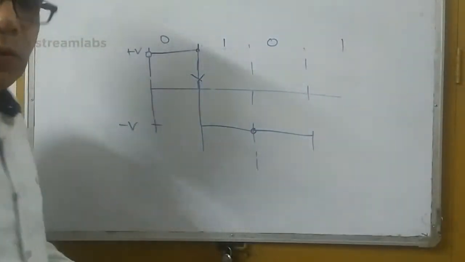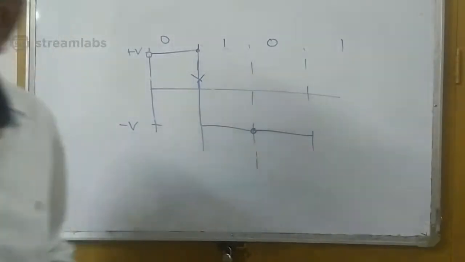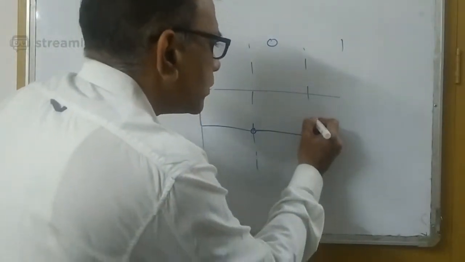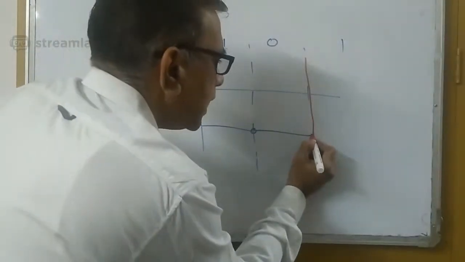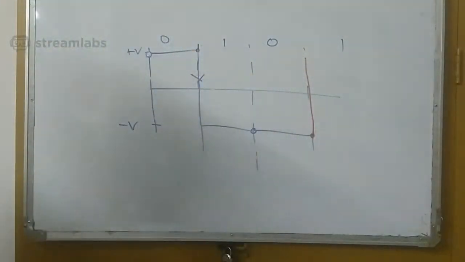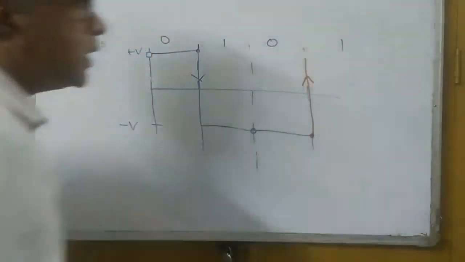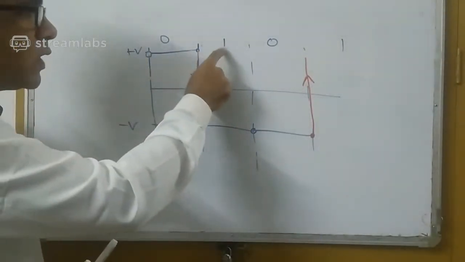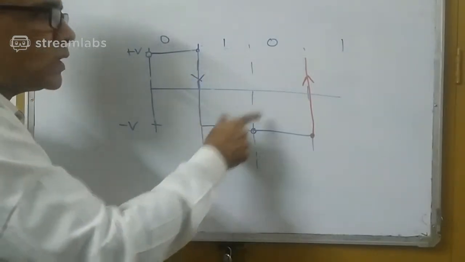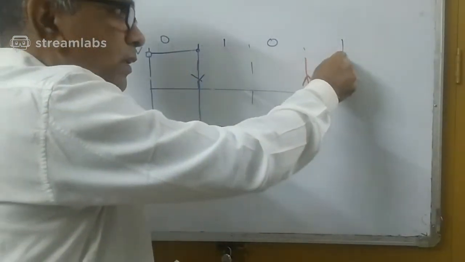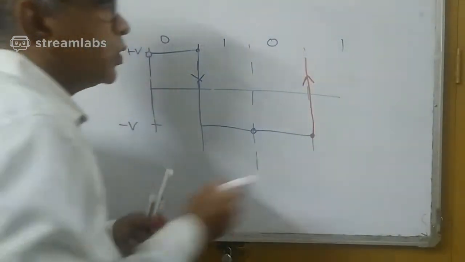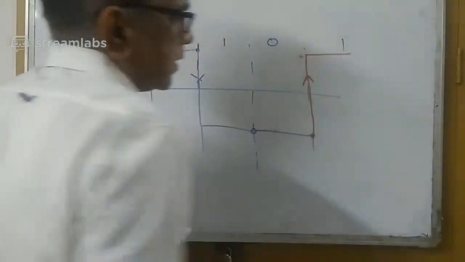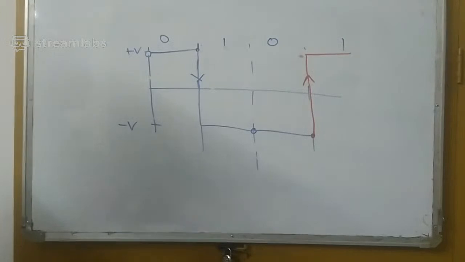Now when it comes to 1, again you see the action that happens here. I'll try to use some other pen. You see, again it gets inverted. It is moved from the lower side to a higher side. When it comes to this bit 1, it was in a negative voltage. Now when it comes to the representation of this one, it goes to a positive voltage and stays there. I hope it is clear.